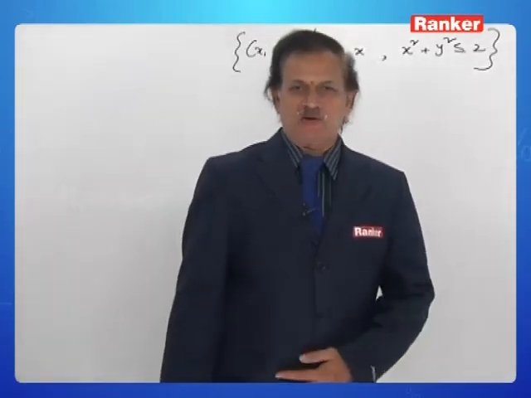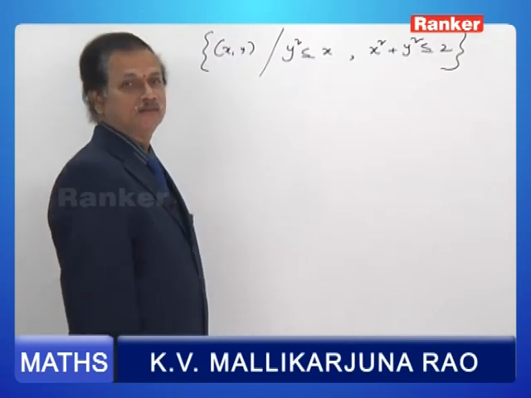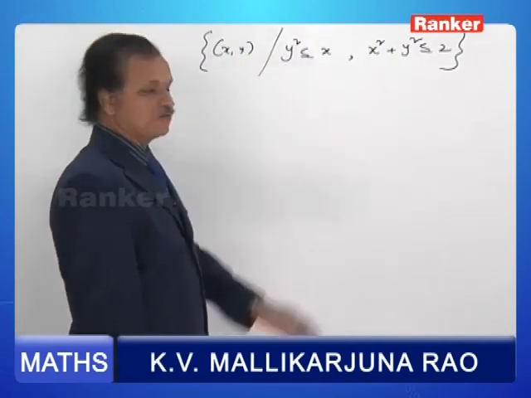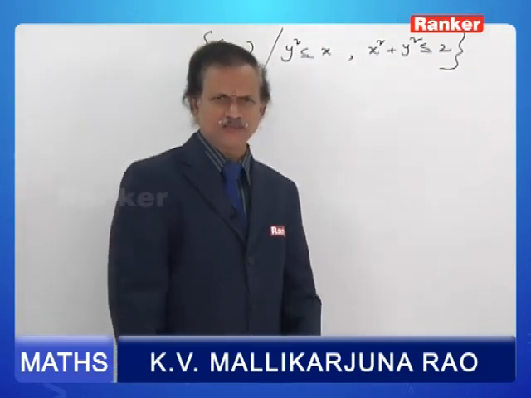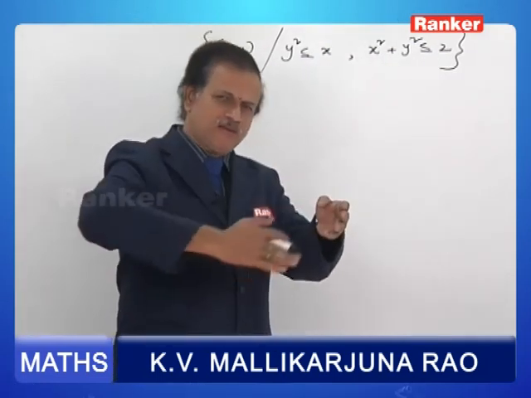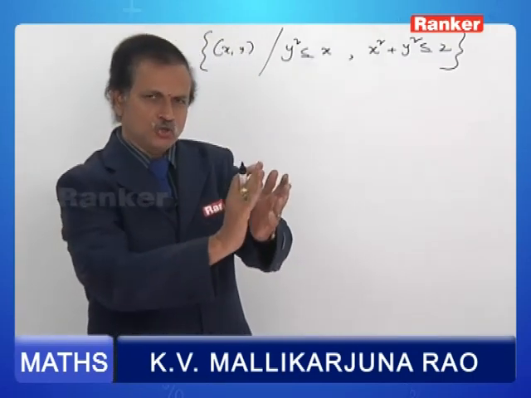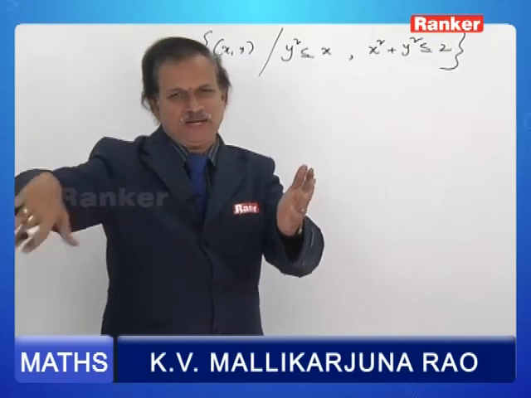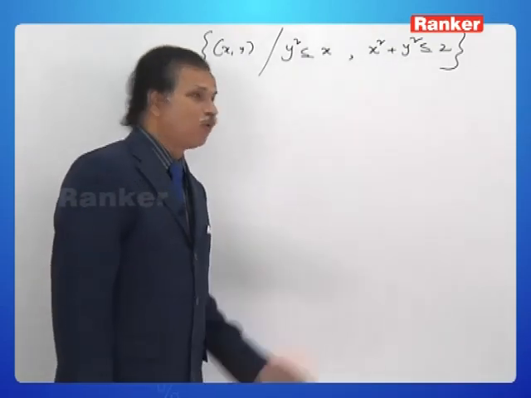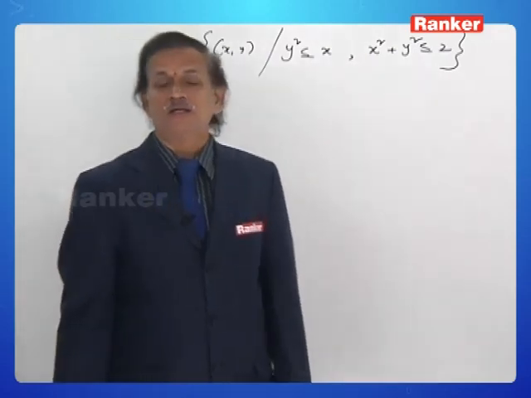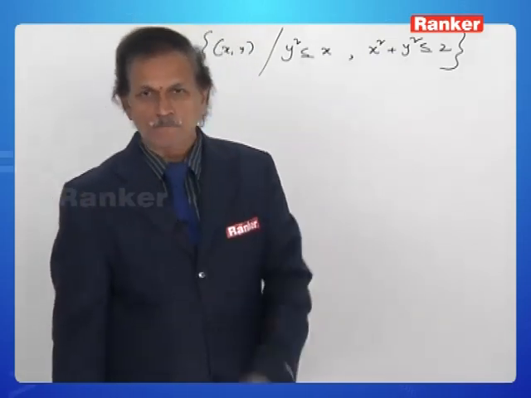The next question before us is, it is available on the board. Look at that. Set of all ordered pairs x, y such that y square less than or equal to x. What do you mean by y square less than or equal to x? y square is equal to x, the parabola will be like this. Less than or equal to means interior part. So that is to the left of this concave part. Like this. And x square plus y square less than or equal to 2. What does it mean? It is the interior of the circle x square plus y square is equal to 2.